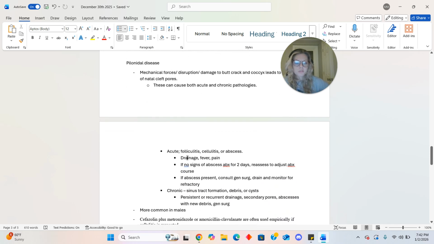Pilonidal disease is a spectrum of disorders that can be acute, there can be chronic, it can be a flare up, it can be an abscess. It can just be asymptomatic and they just have a giant ingrown hair there that's always recurring, whatever.